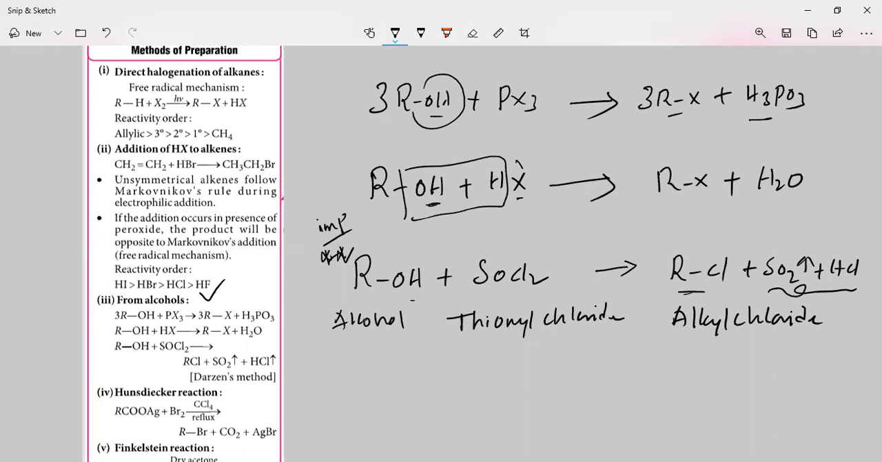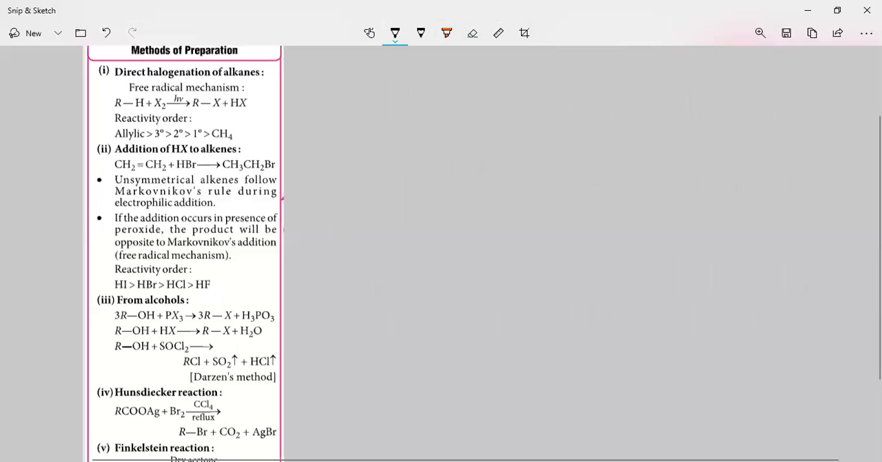Because the byproducts themselves are gases, it easily escapes. Next one is the Hunsdiecker reaction. Let us go for the fourth one, the Hunsdiecker reaction. In this, we are taking silver carboxylate, a salt of a carboxylic acid. It is silver carboxylate.